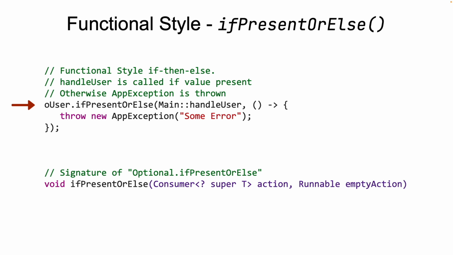This method, ifPresentOrElse, is the functional equivalent of the classic if then else as applied to the optional object. Now, apart from these, the optional class also has a number of orElse methods, which are useful to express what needs to be done when the optional is empty.